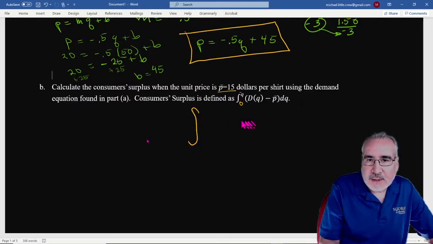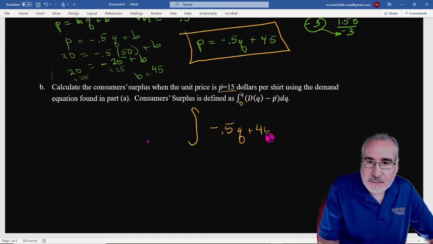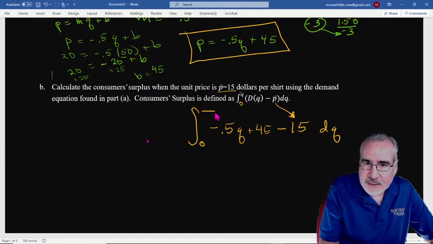The integral will be the function we've got, the demand function. So it's going to be minus 0.5 Q plus 45 minus 15, right? That's where that 15 is. So we've just dq. And again, we've got our limits. We know we always go from 0. So now we've got to find out, what is this number here?